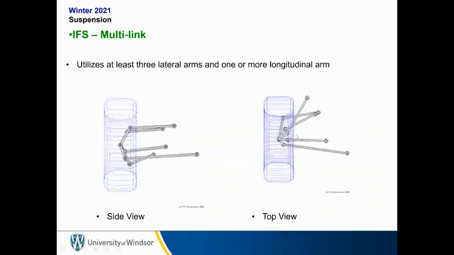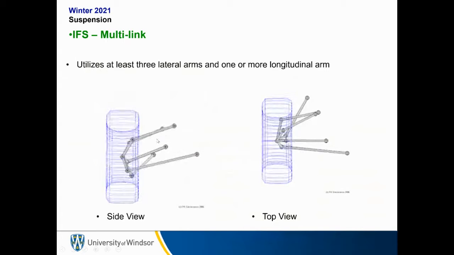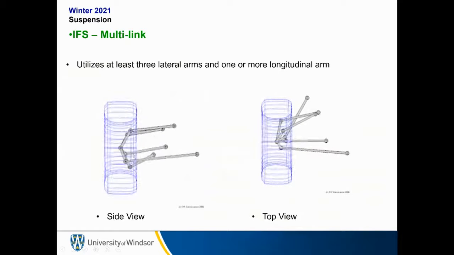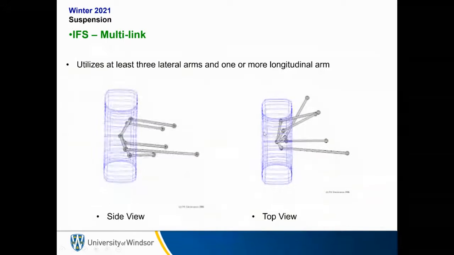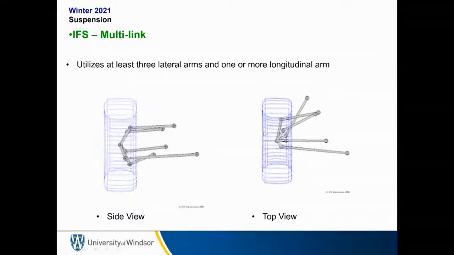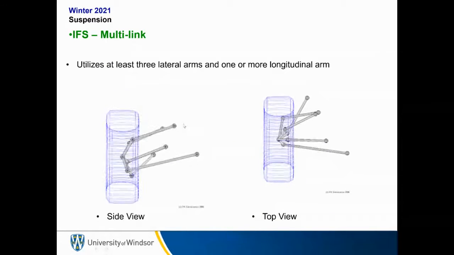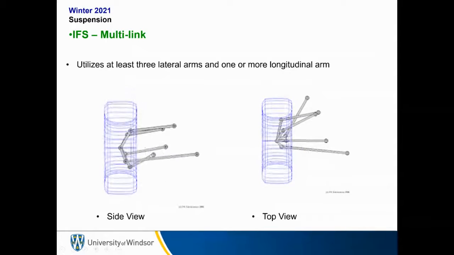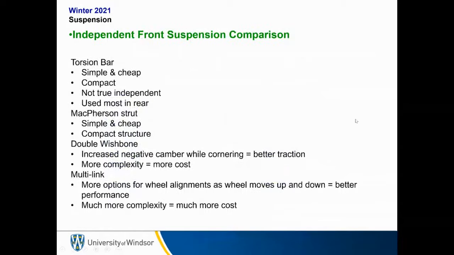body of the vehicle. This means you can control the motion of the wheel as it goes through a bump or jounce much more finely. You have much more fine control over the travel of the wheel system.